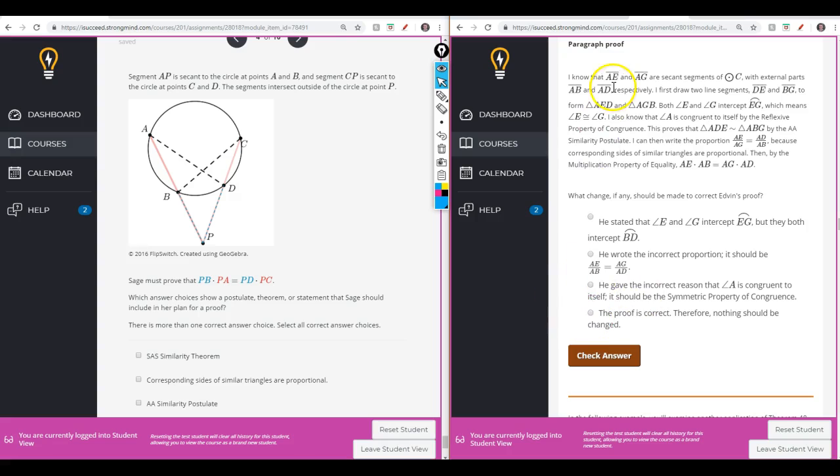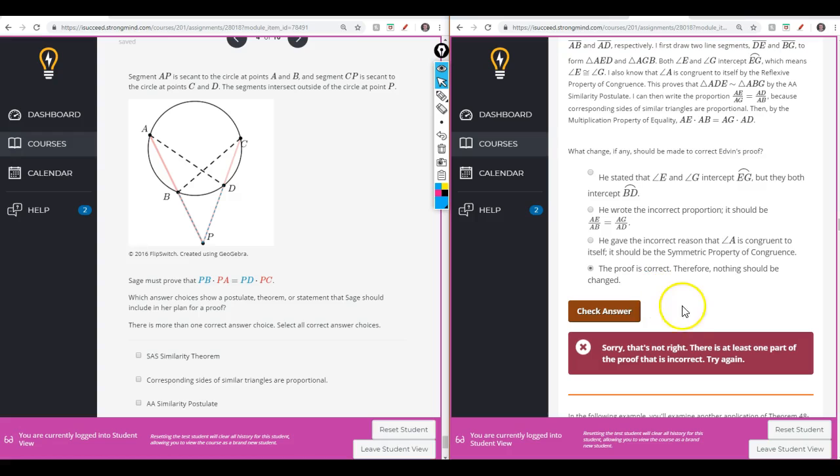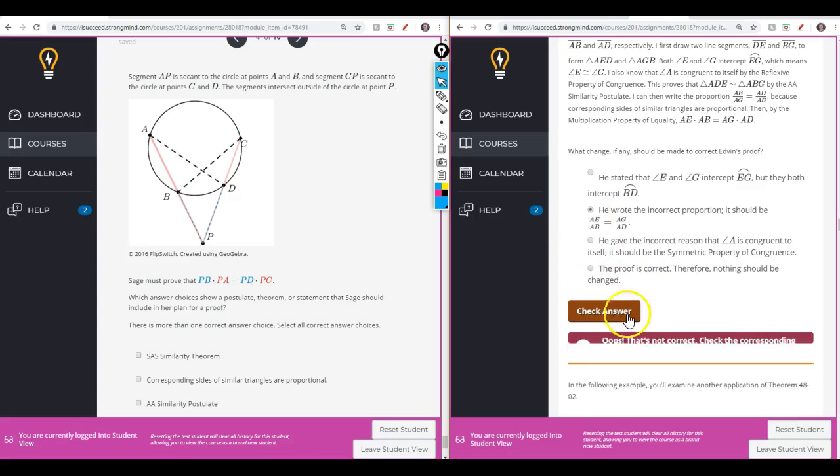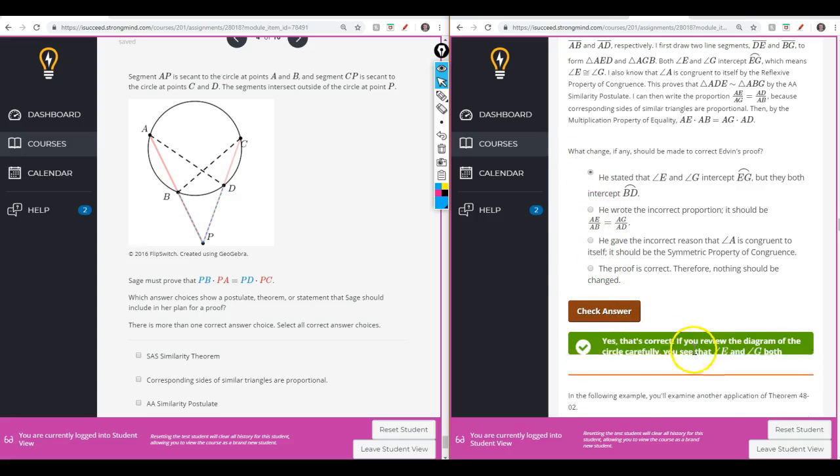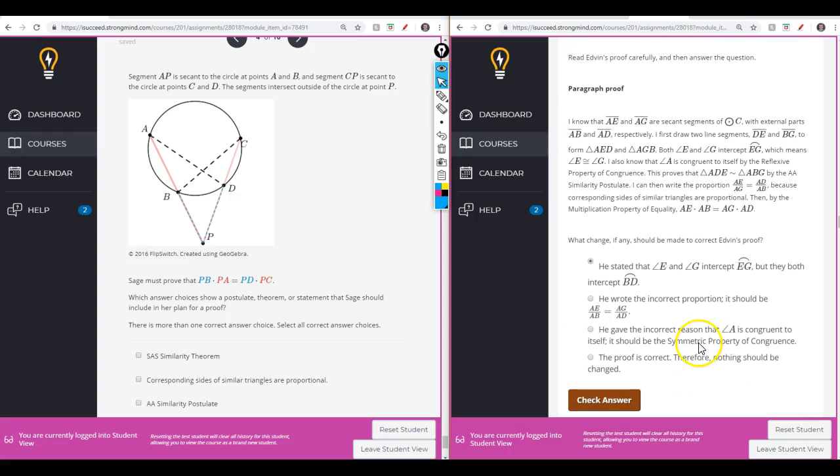and I just want to check this really fast to make sure that it's not right. At least one part of the proof is incorrect. So I'm just wanting to make sure what part it is. Okay, so this right here at arc EG, it should say that it intercepts arc BD. So right here, this ought to say arc BD.